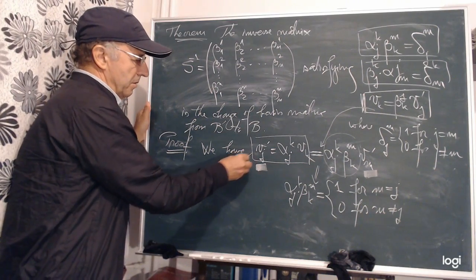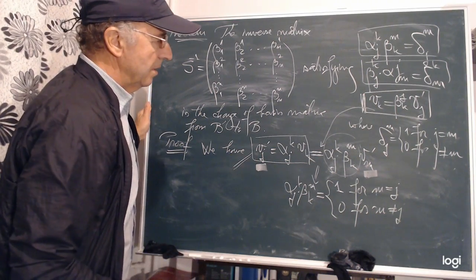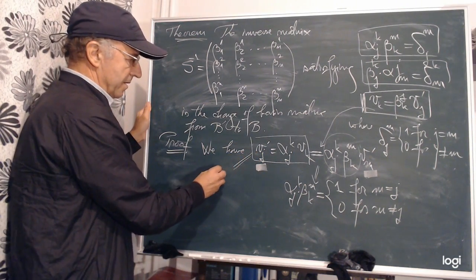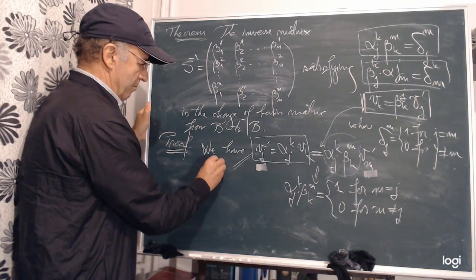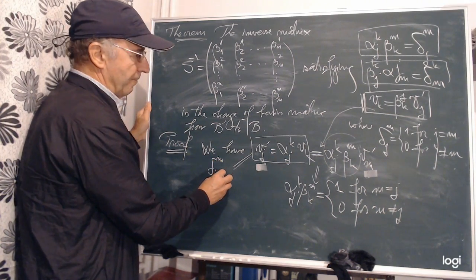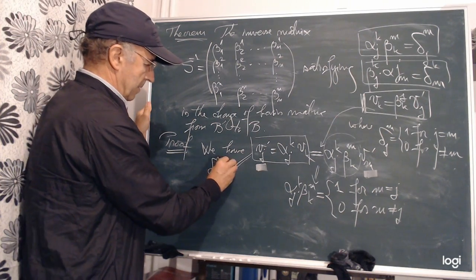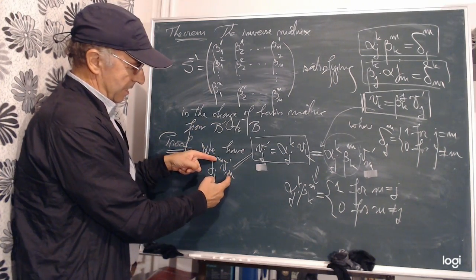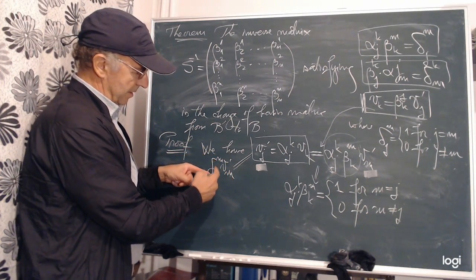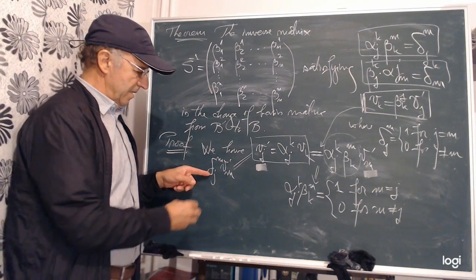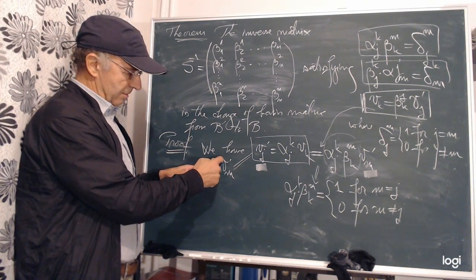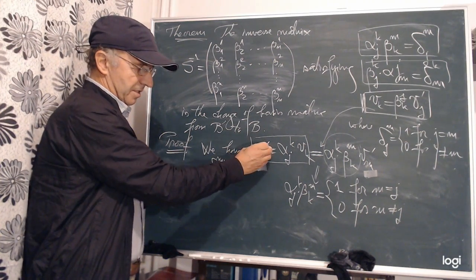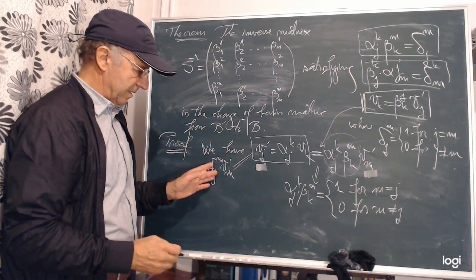You can, for example, write this as delta jm v prime m. Here is a sum with respect to m, and this is different from 0 only when m takes the value j. So this expression here is exactly the same.